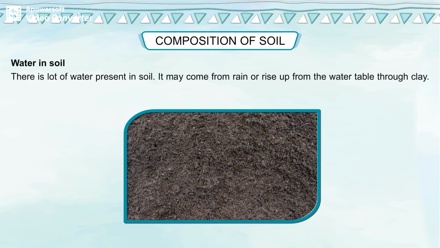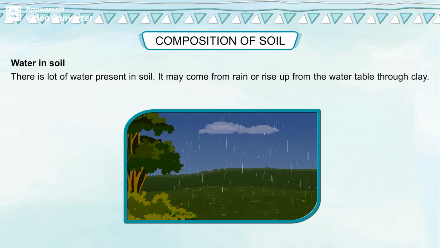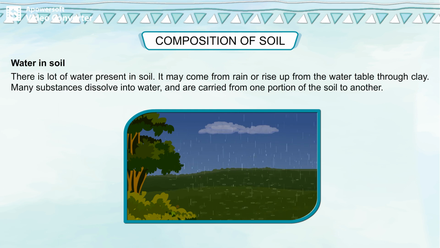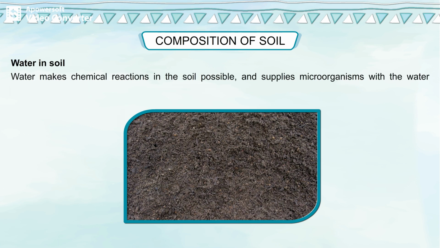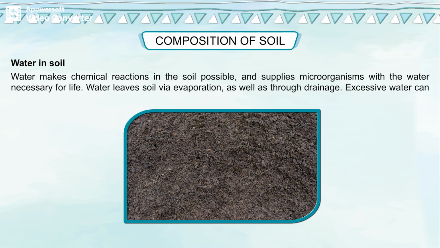Water in soil. There is a lot of water present in soil. It may come from rain or rise up from the water table through clay. Many substances dissolve into water and are carried from one portion of the soil to another. Water makes chemical reactions in the soil possible and supplies microorganisms with the water necessary for life.